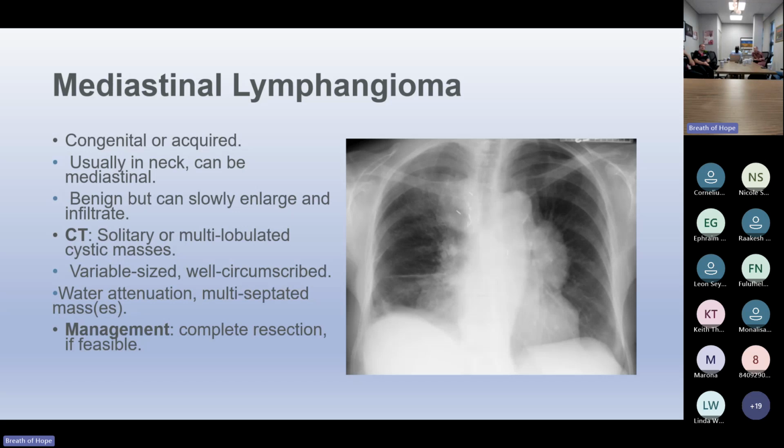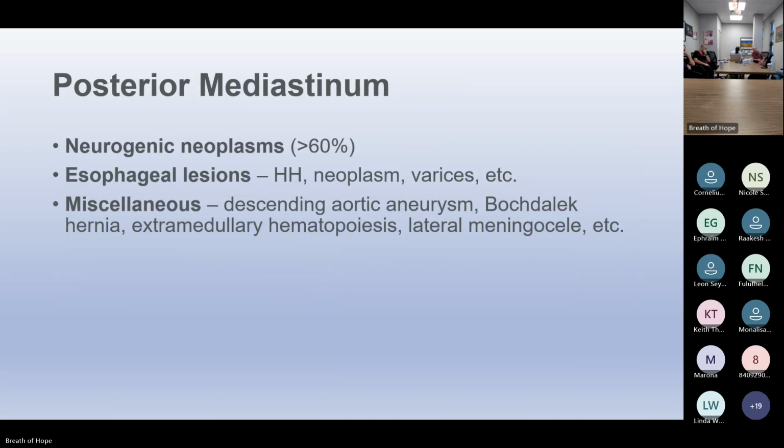Mediastinal lymphangiomas will be congenital or acquired, usually in the neck, can be mediastinal, benign but can slowly enlarge and infiltrate. On CT scan they can be solitary or multilobulated. Again, you could see on the X-ray those multilobulations, with variable size, well circumscribed. They tend to be water attenuated on CT, multiseptated masses. Management is complete resection if feasible.